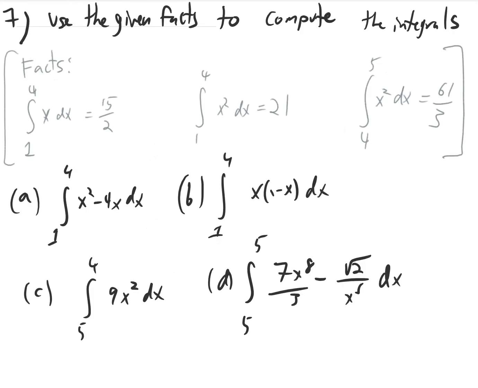All right, this problem is a little different. It says use the given facts to compute the integrals a through d. Okay, so then it tells you the definite integral of x from 1 to 4, the definite integral of x squared from 1 to 4, and the definite integral of x squared from 4 to 5. Somehow, this information is enough to compute these integrals without doing any more calculus.